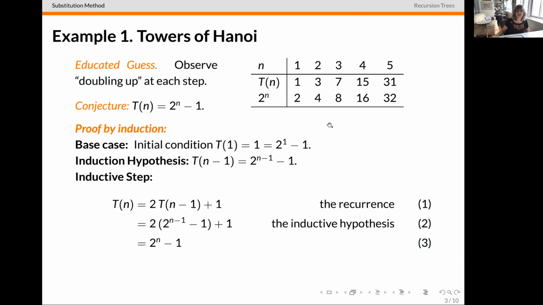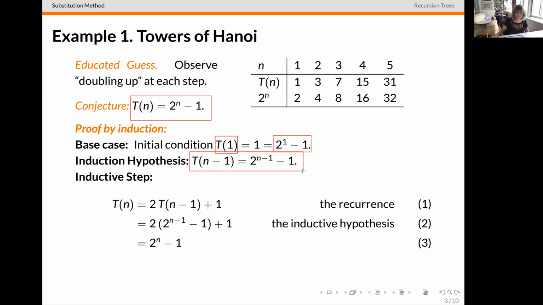To prove this, we use the method of mathematical induction. The base case is the initial condition. It satisfies the equation that we want to prove, the equation for t of n. We see that for t of 1, this is exactly satisfied. So the base case is satisfied. The induction hypothesis tells us that we have to assume that for n-1, this formula is correct.